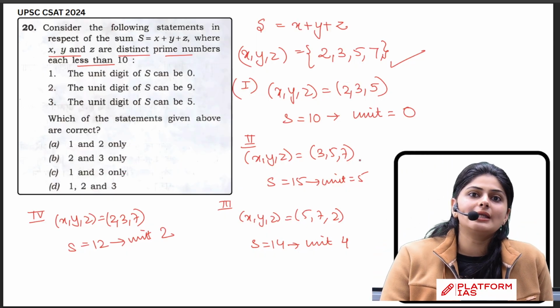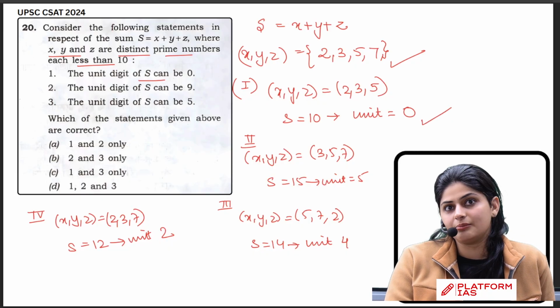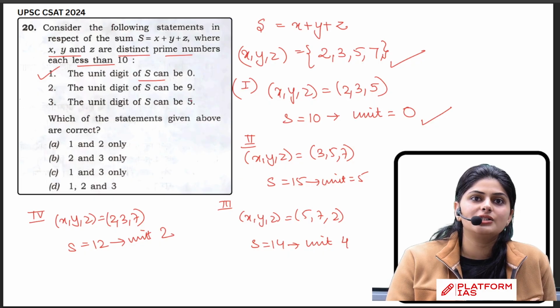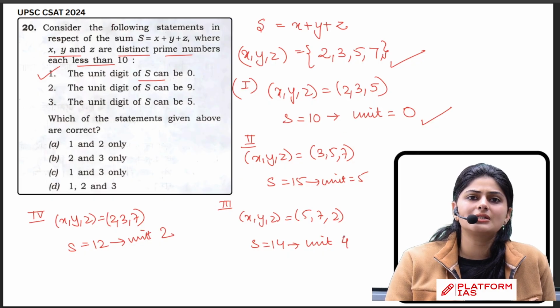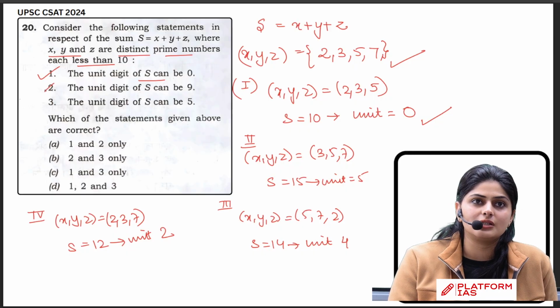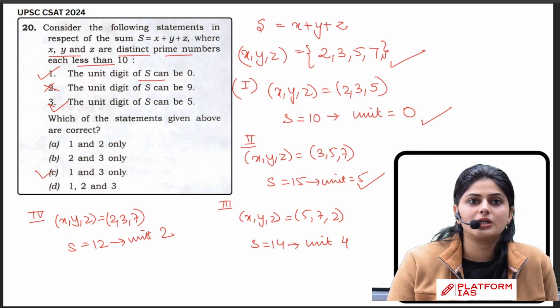So if we can see the unit digit of s can be 0. Yes, it can be 0 as in the case of first. So yes, it is correct. The unit digit can be 9. No, we do not see a unit digit 9 in any of the conditions. So this is wrong. The unit digit of s can be 5. Yes, it can be 5. So only 1 and 3 are correct. So your answer will be option number C.